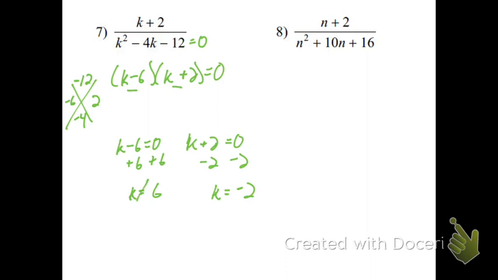So I just have to put a slash through each of those, box them up, and those are my restricted values. Because if you were to plug 6 or negative 2 back in, you'd be dividing by 0 here, and you can't have that. So those are the excluded values.